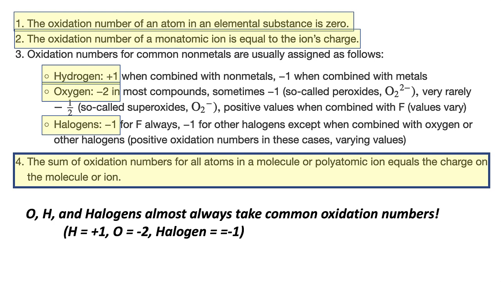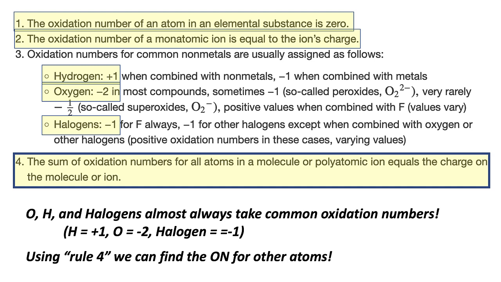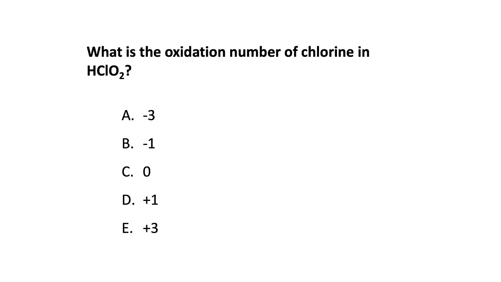So in other words, if hydrogen likes to be +1, oxygen likes to be -2, again in compounds, not when they're in their elemental state, and halogens like to be -1, we can use rule 4 to find the oxidation number for other atoms. And remember that rule 4 doesn't just apply to the overall species, it applies to the polyatomic ions that may exist within that species as well.